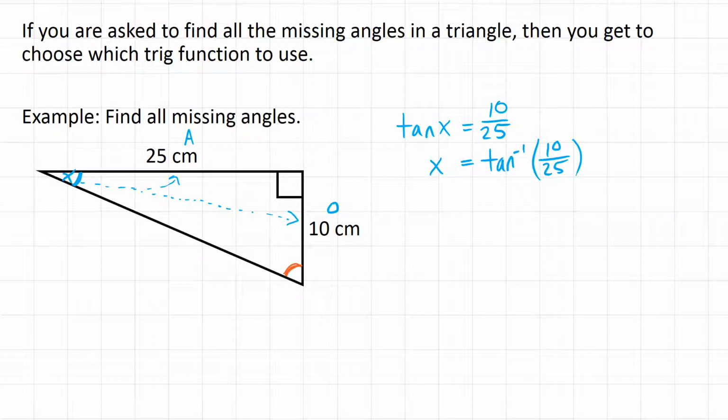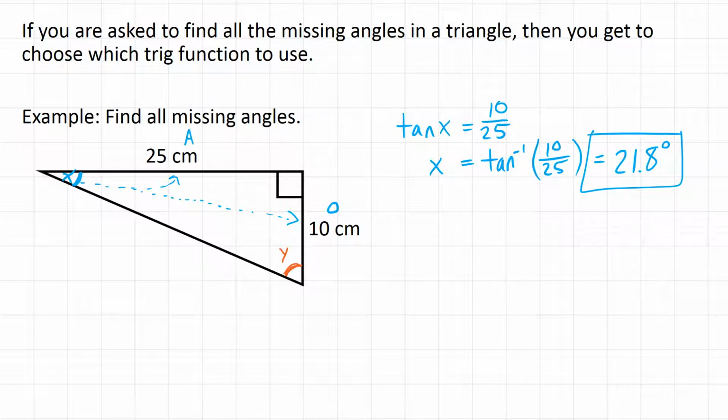When I do that, I get that x is equal to 21.8 degrees. So that's one of the two angles I was asked to find. And now the other one I'll call angle y is the last one I have to know. And now I could go through the whole same process.